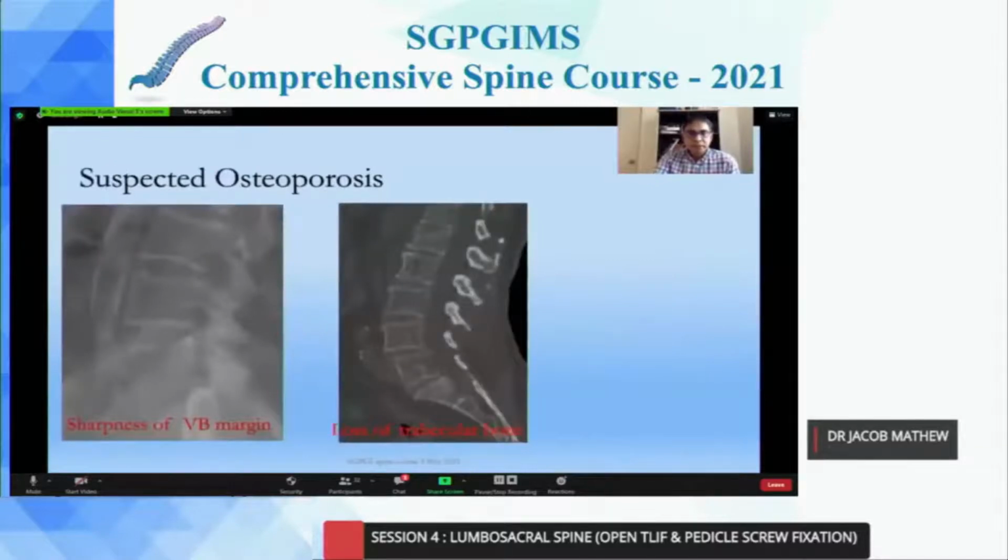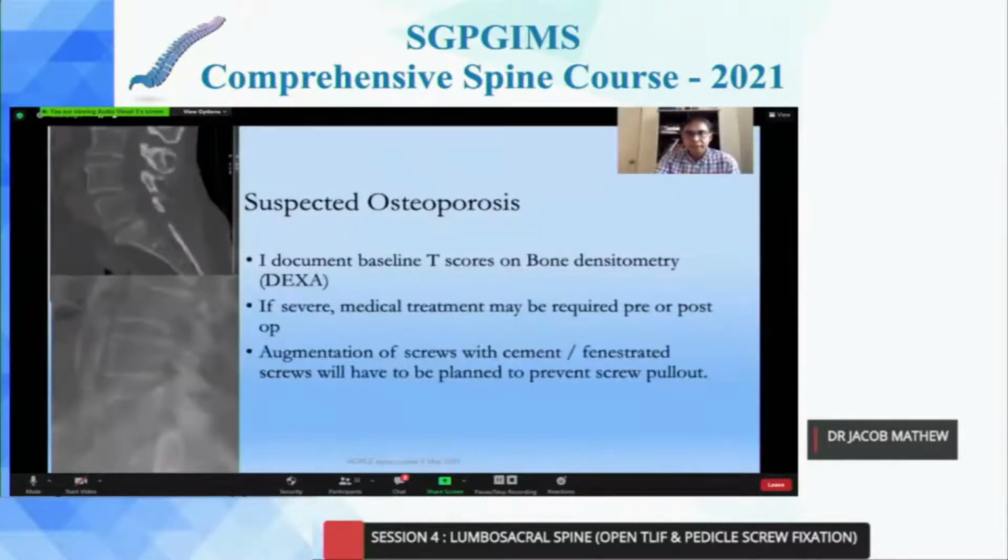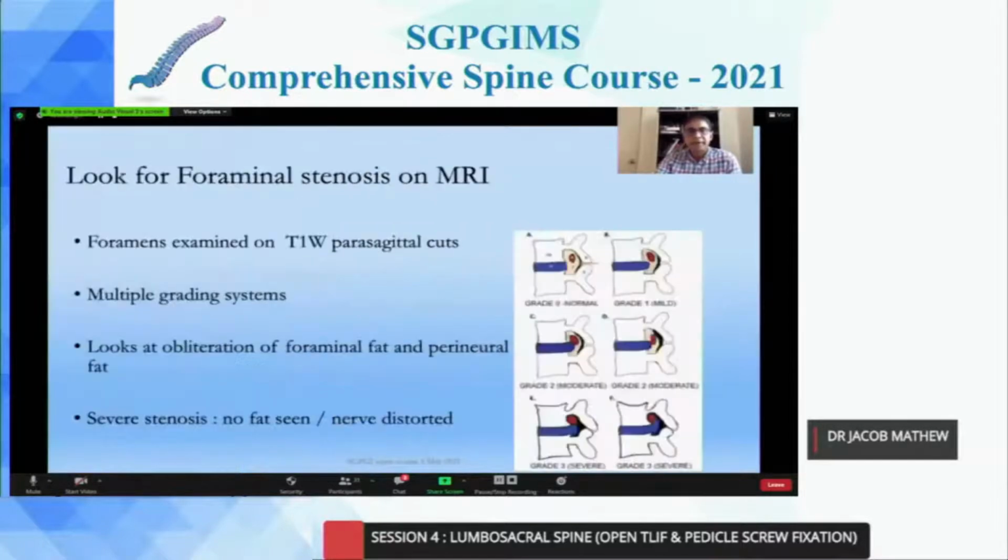If you suspect osteoporosis, my normal criteria would be to do a baseline T score on the DEXA scan, and if severe, treatment might be required. Most importantly, we can plan augmentation of the screws with cement or use a fenestrated screw. This can be planned prior.